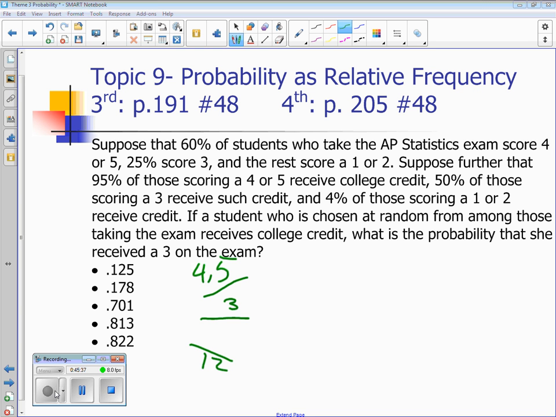Why do you think we've broken it up that way, by the way? Because almost all colleges give you a credit for a 4 or 5. Some give you a college credit for a 3, and none give you a college credit for a 1 or a 2. So that's kind of why we've broken it up.